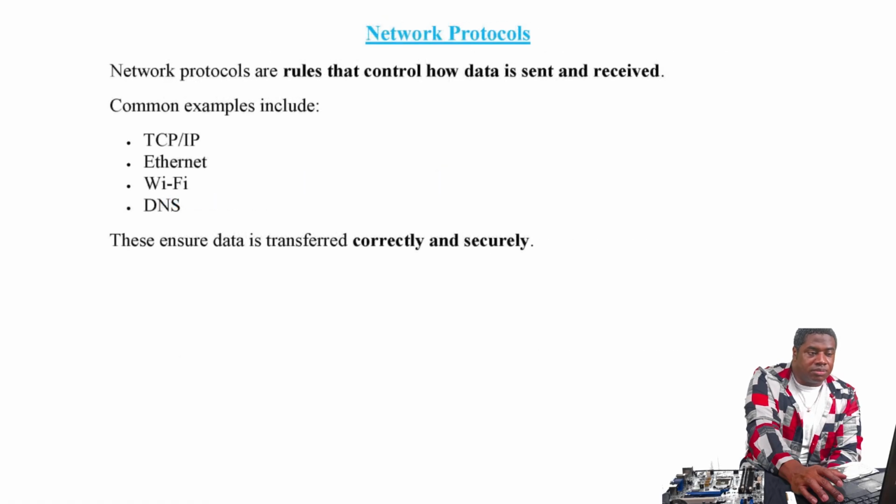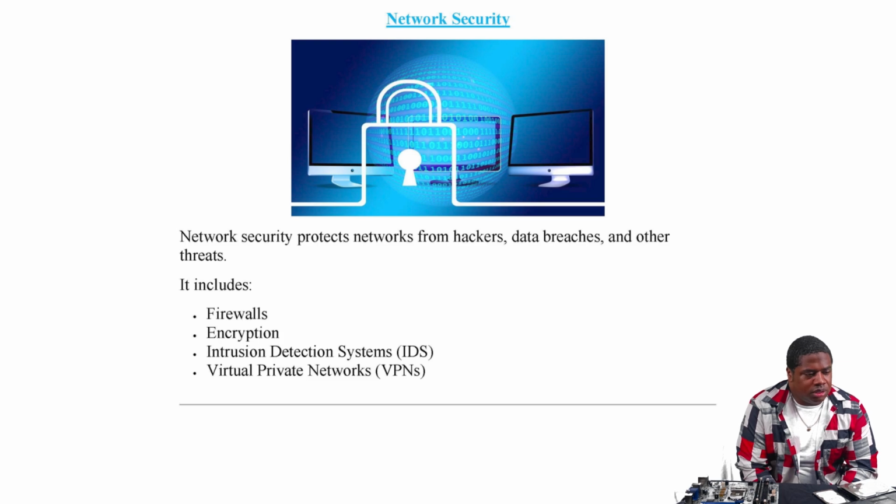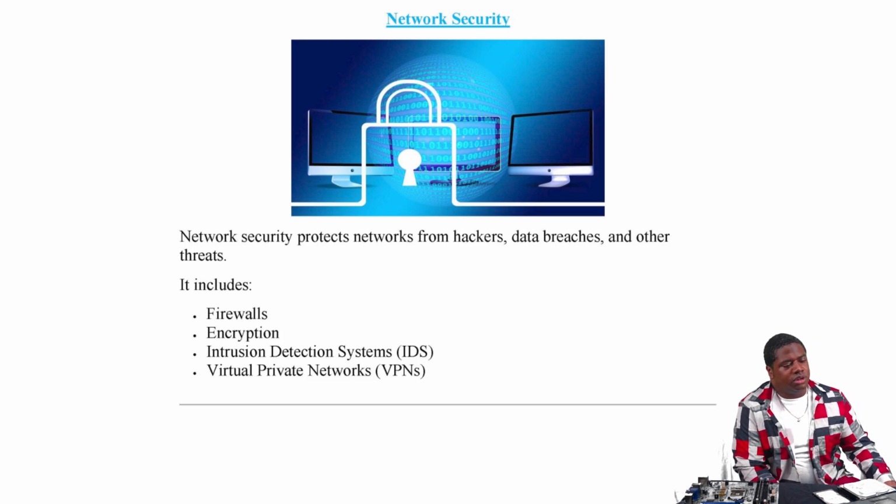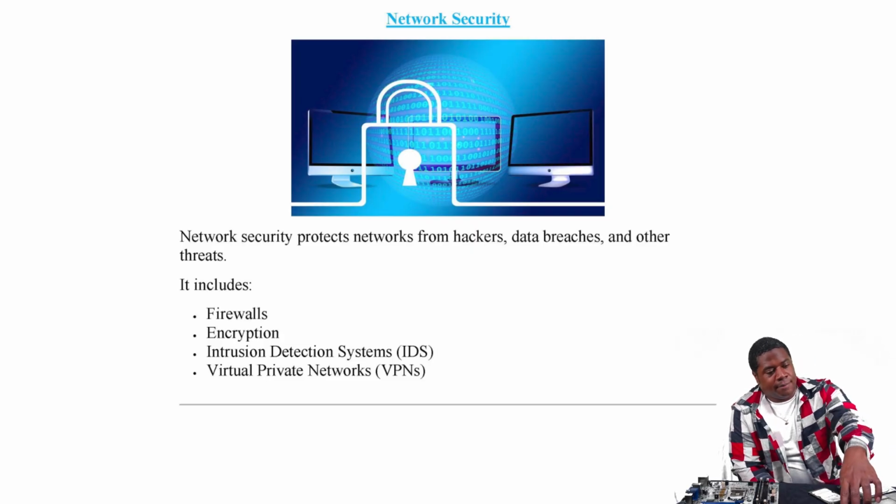Network protocols. Network protocols are rules that control how data is sent and received. Common examples: TCP, IP, Ethernet, Wi-Fi, DNS. These ensure data is transferred correctly and securely. Network security. Network security protects networks from hackers, data breaches, and other threats.